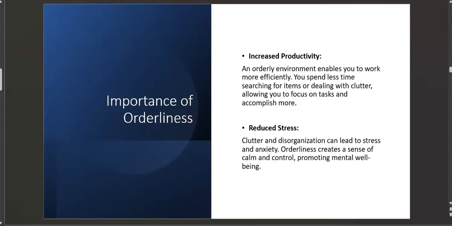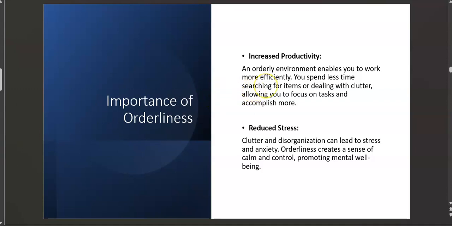Now, what is the importance of orderliness? Why should you, or why should I maintain my things in order? Why should I just spread my bed when I wake up? Why should I just be clean? And why should I do all this? So we're going to learn this importance today. Importance of orderliness. Why you need to have some order with you.